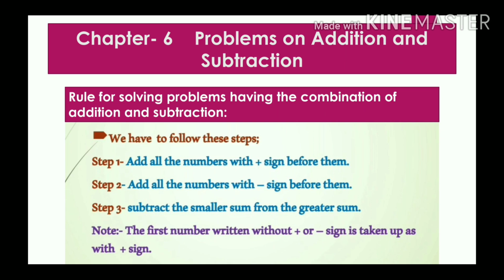So here one note is given. The first number written without plus or minus sign is taken as with plus sign, which means if a number has no plus or minus sign before it, then it has a positive sign. Now let's see with some examples.